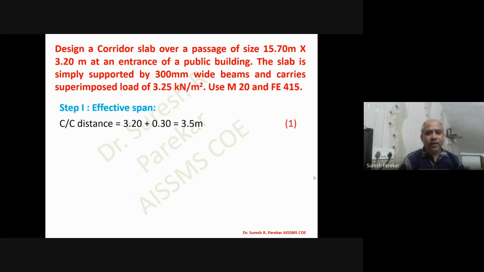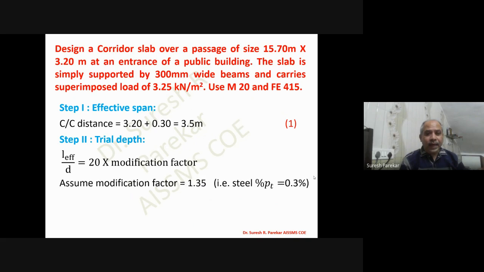Now we know we have clauses for effective span: either the center to center distance, or clear span plus effective depth. So we have clear span 3.2 plus 0.3, the width of the support, so 3.5 meters. Then the second step is trial depth. Here we have L effective by d equal to 20 into the modification factor. L effective we take as 3.5, because the second criterion we cannot use yet as we do not have the effective depth.